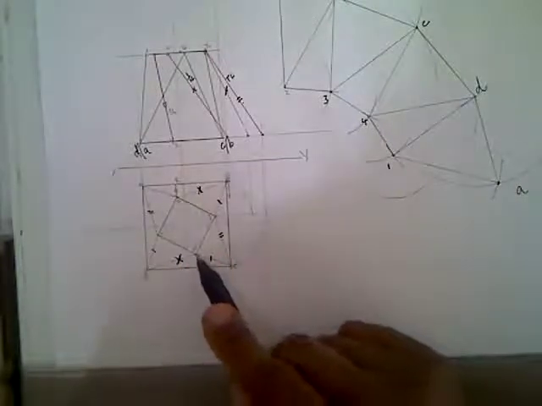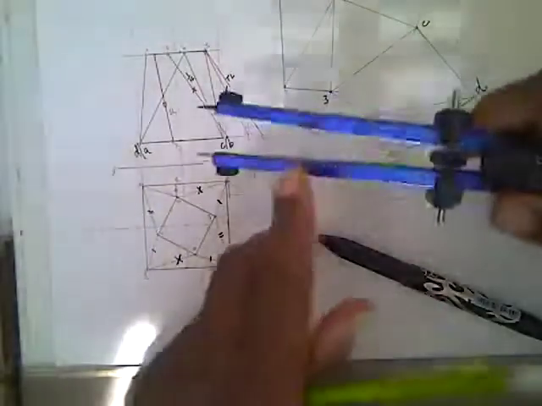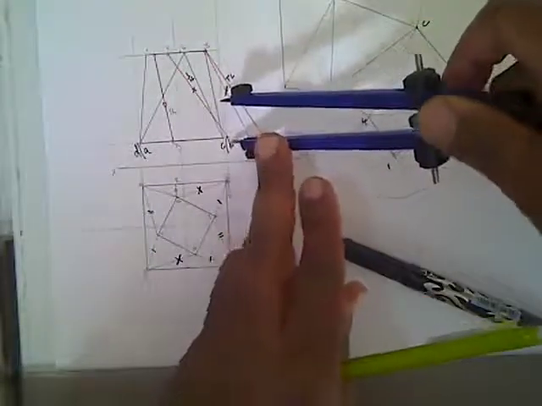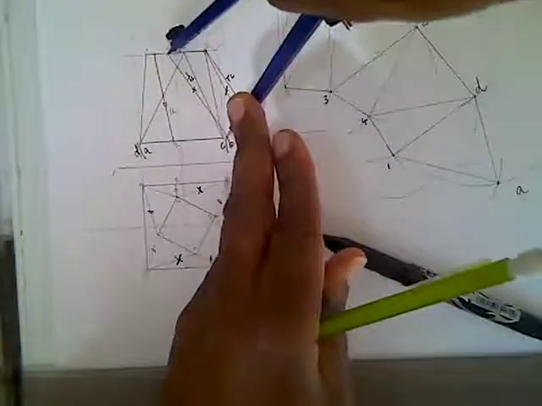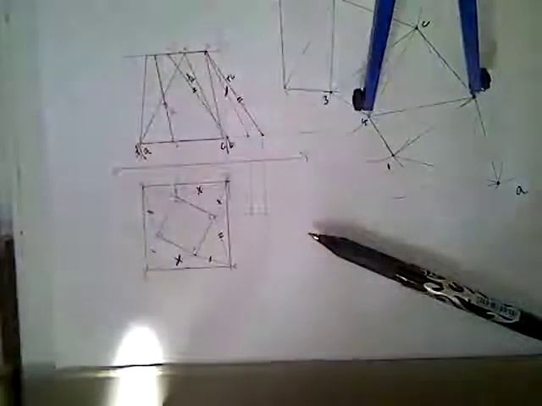4 to D is X. Is that one? How did I miss it? From 4 to D is this one. Let's check. 4 to D is that one. From 4 to D is that one. Yeah, no, I got it right.